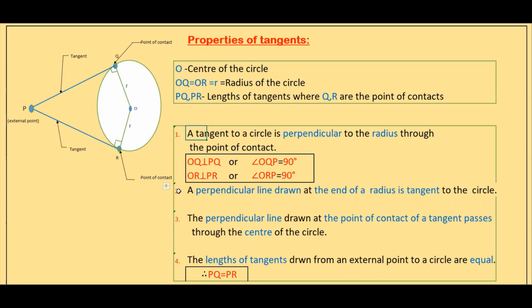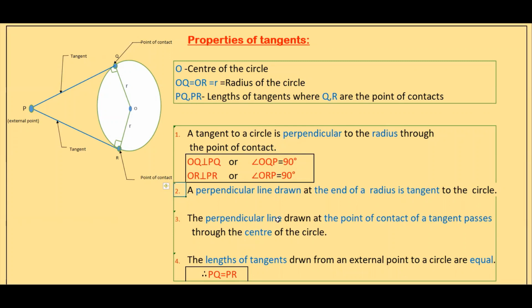The second property is that a perpendicular line drawn at the end of a radius is tangent to the circle. If you draw a perpendicular line at the end of the radius, meaning at this point, then that is a tangent to the circle. So here, if OR is a radius, and you draw a perpendicular line here, then PQ is a tangent.